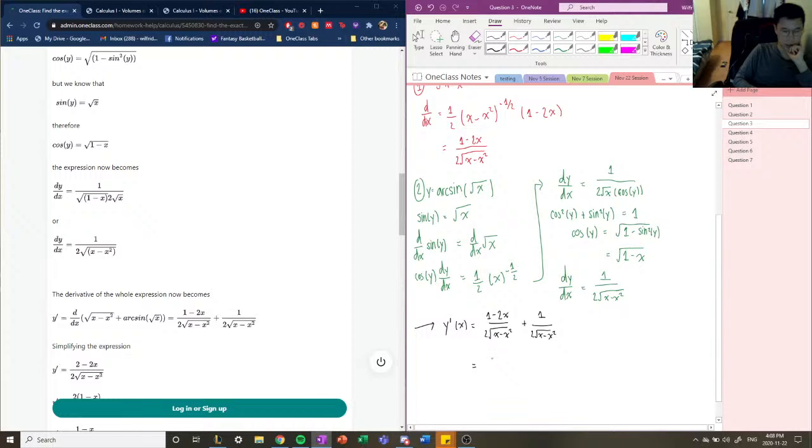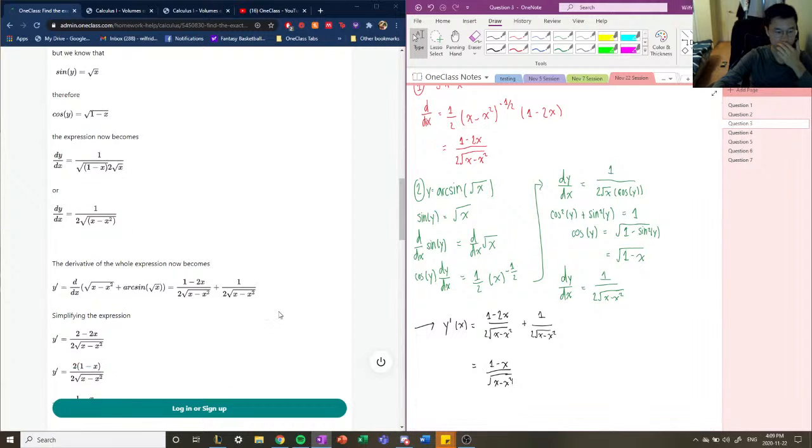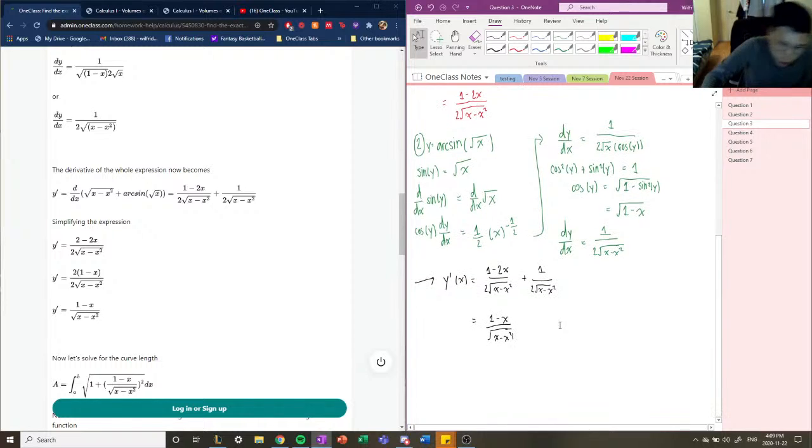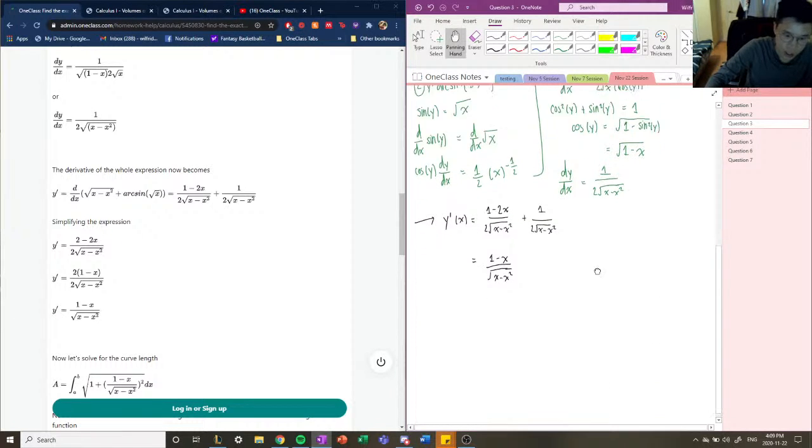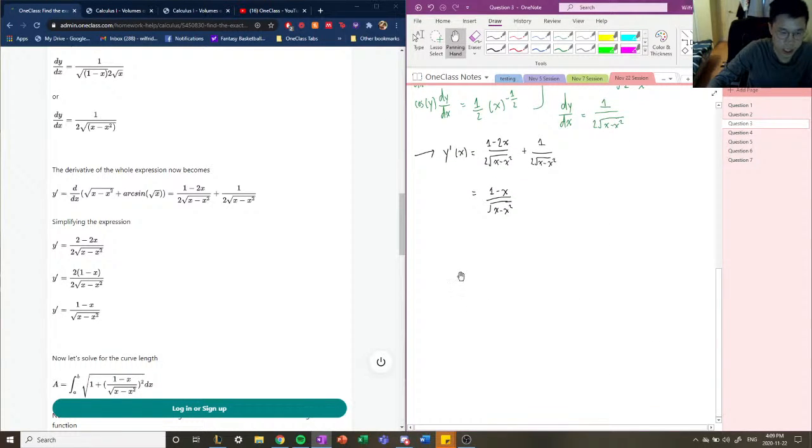2 minus 2x, so 1 minus x over x minus x squared. You guys can go through this math by yourself. I'm just going to simplify, doing all these other steps here. It's just a bunch of adding these fractions together and reducing the top and the bottom. So this is our derivative, okay? 1 minus x over root x minus x squared. Now we have our equation.